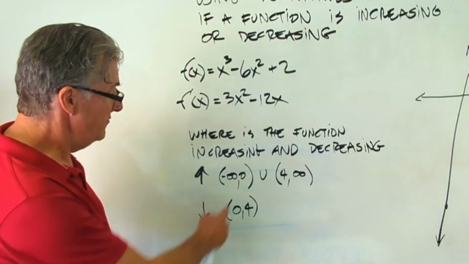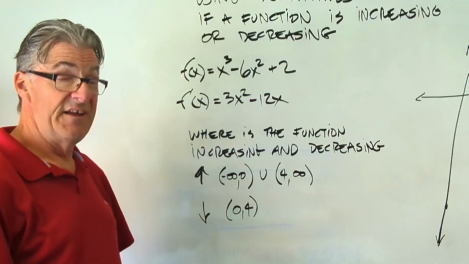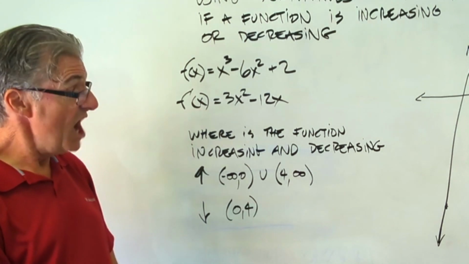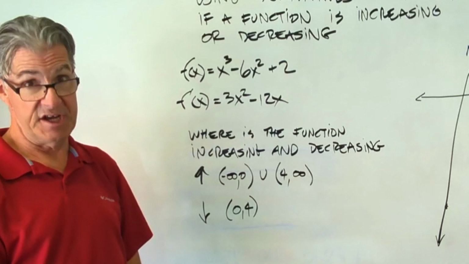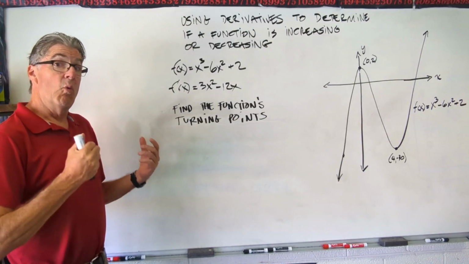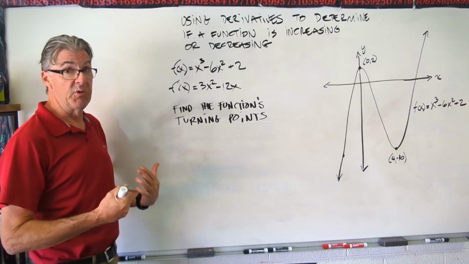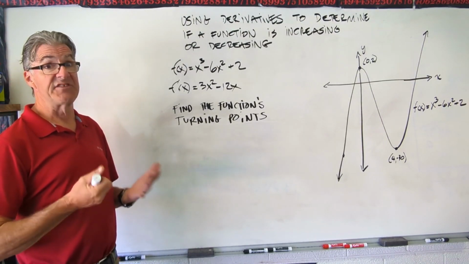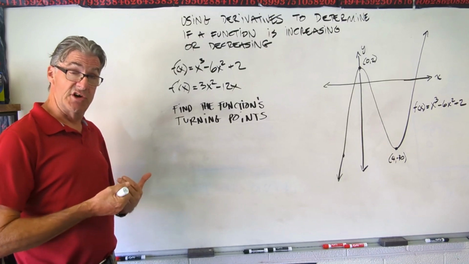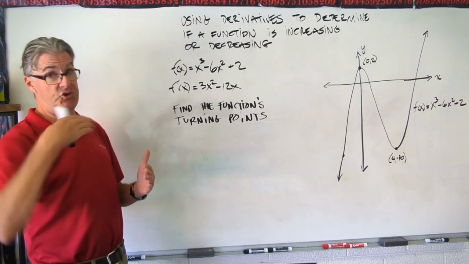Notice how I'm using my curvy brackets around my 0s and my 4s. That's because the function is not increasing or decreasing at 0 and at 4. Let's take a look at that. Where a function is neither increasing or decreasing is a turning point. You'll remember with a quadratic, a parabola, we just called that the vertex. But technically it's a turning point, which is where the function goes from either increasing or decreasing to the other one.